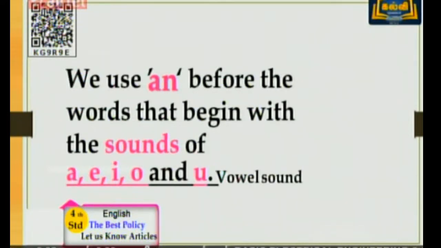You shouldn't make a mistake. So A, E, I, O and U letters you shouldn't think about. You should think that it is the sounds, vowel sounds. So this an is used before the words that begin with the sounds of A, E, I, O and U. You understand this clearly? Okay, we'll practice with some examples, then you'll get an idea.